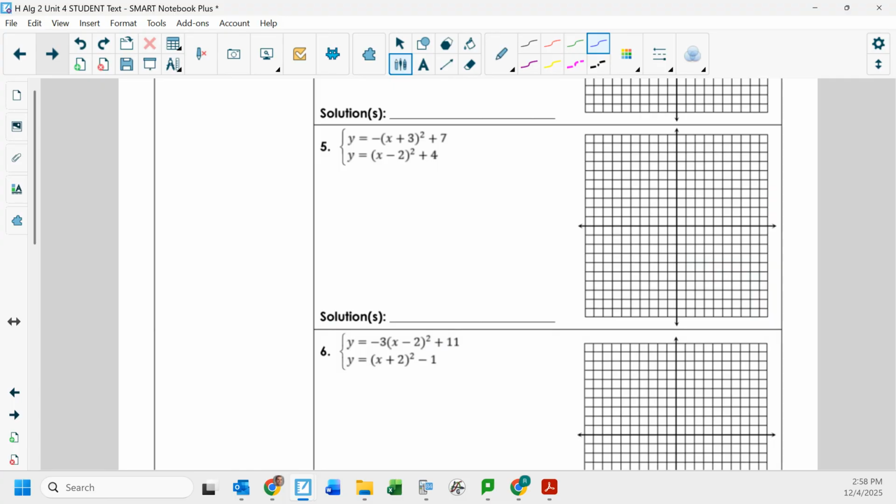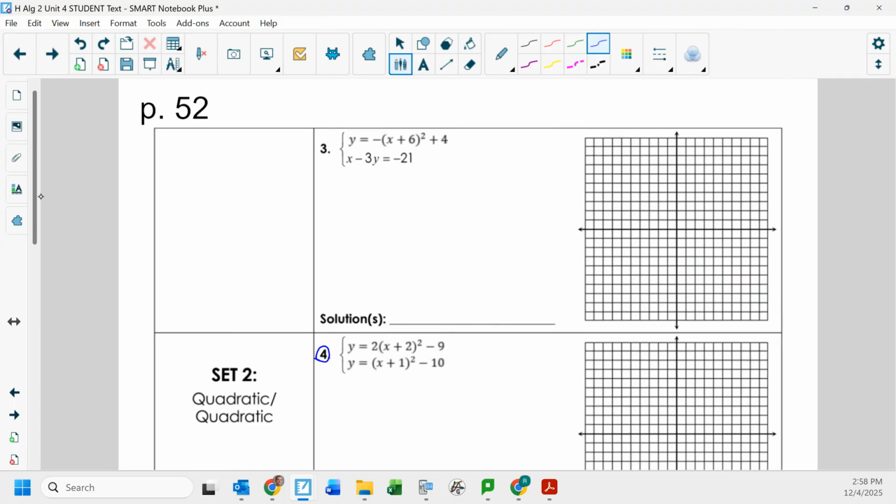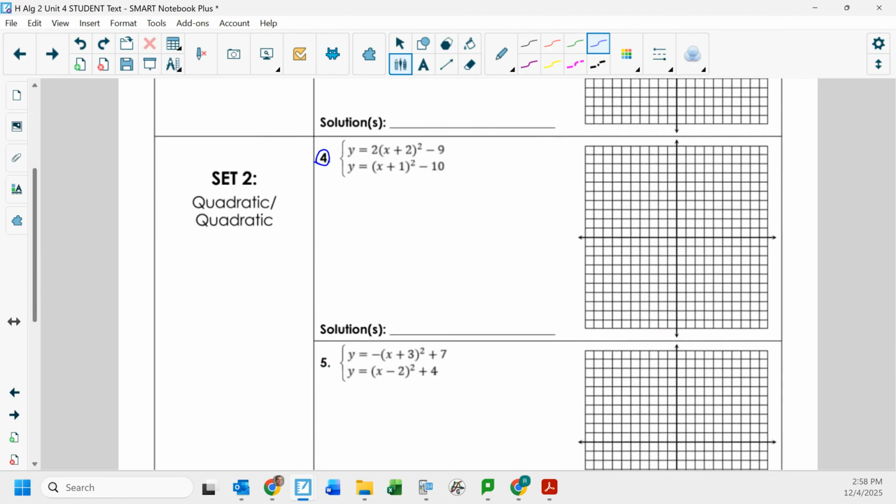If we go to the next page, looking at number 4, I'll do the first one in blue. I'll actually do that bottom one. The bottom one's going to be a little bit easier. So the bottom one, our vertex would be -1, because again, it's the opposite of what we see, -10. And so I'll go left 1 and down to 10.